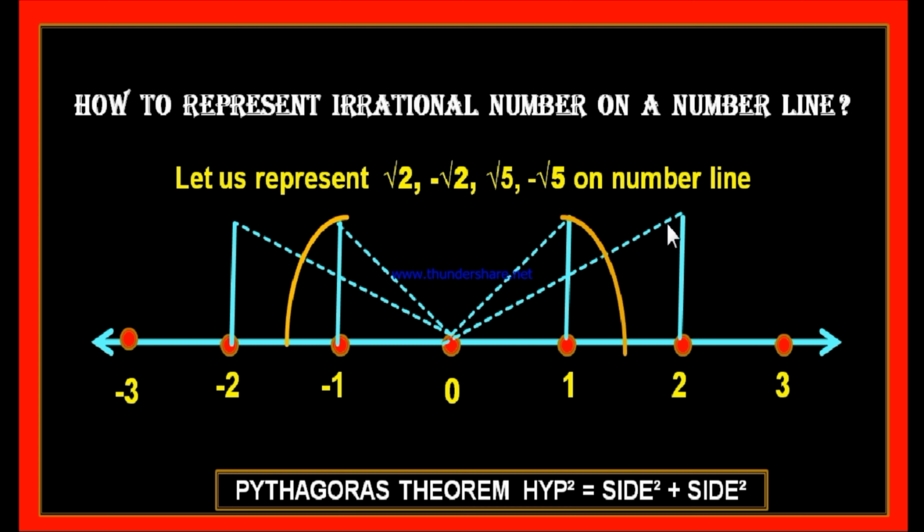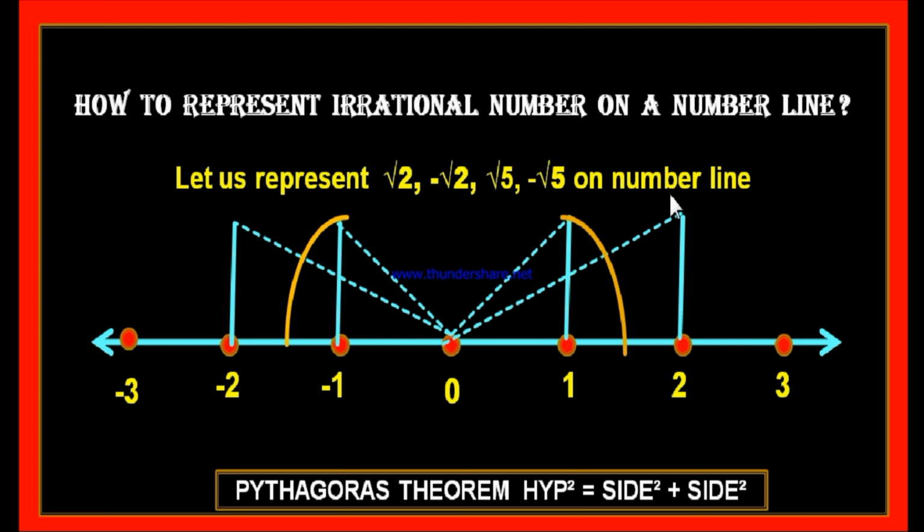Then the hypotenuse is square root of side square plus side square. 2 square is 4 plus 1 square is 1. Therefore, it is root 5 units. Understood? The length of this hypotenuse is root 5 units. Now, take the compass and keep the point of the compass at 0 and stretch the compass up to this point and draw an arc like this.